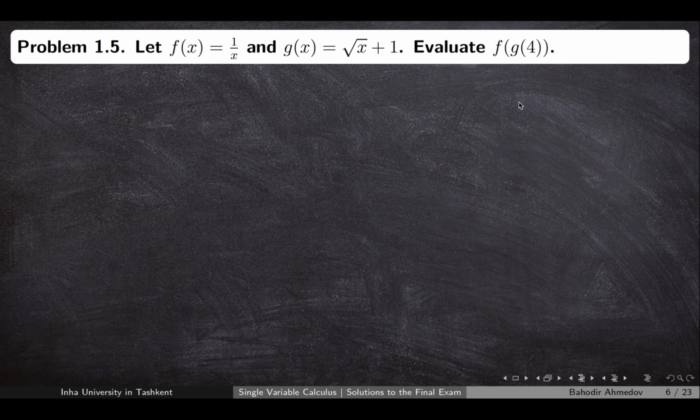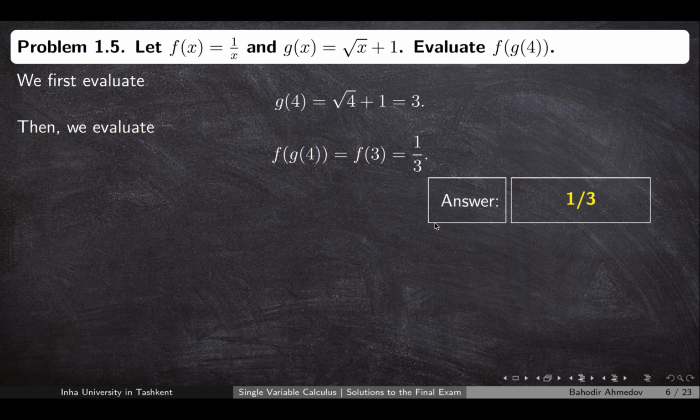So let's evaluate what g of 4 is. Let's evaluate this inner function here. So g of 4 is, I'm just going to substitute 4 here and 4 here, right? So square root of 4 plus 1, which is going to be 3. So this is g of 4. Now I would like to substitute g of 4, which is 3, into f. So this is going to be equal to f of 3, which is equal to 1 over 3.